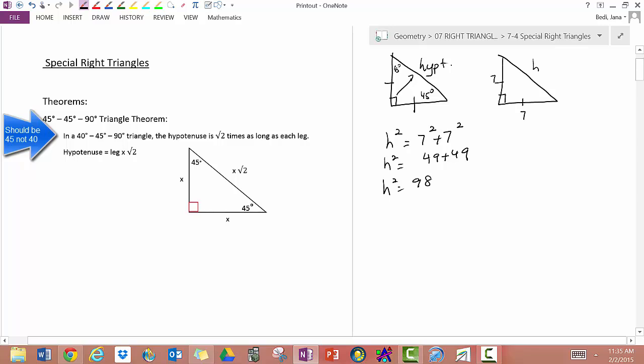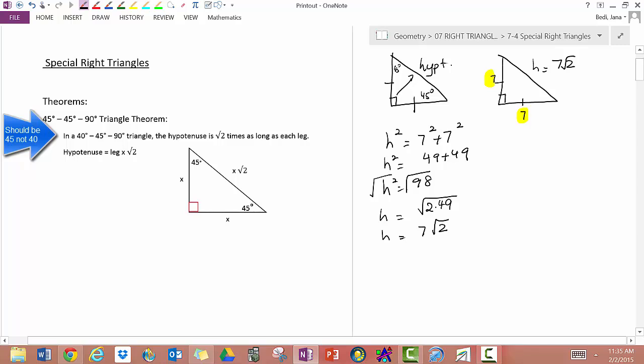If I take the square root of both sides, look for the largest perfect square that's a factor of 98. That's 49. So h equals 7 root 2. Look at this relationship: you've got 7, and the hypotenuse is 7 root 2.